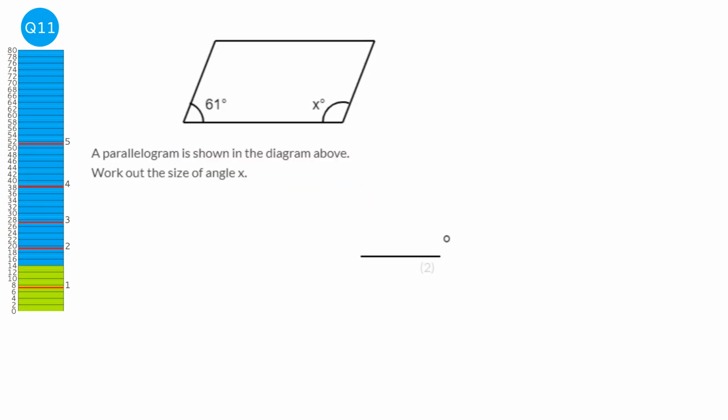So adjacent angles in a parallelogram add up to 180, and the reason for that is that we've got a set of parallel lines here, and both of these angles are within that set of parallel sides, so they're co-interior, or allied angles, whichever you choose to call them, and so we know that they're going to add up to 180. So we're going to do 180, take away the 61 we already have there, which is 119. So our answer is 119 degrees.